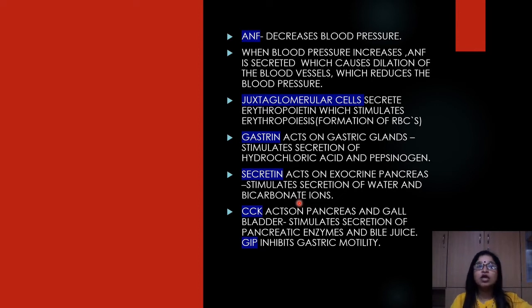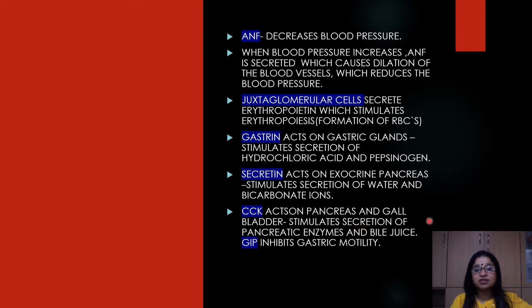This is basically to reduce the acidity of the food, the chyme that enters from the stomach into the duodenum. It has to be neutralized. So bicarbonate ions from the pancreatic juice, which is because of the secretin, neutralize this acidic chyme. CCK or cholecystokinin acts on the pancreas and the gallbladder.